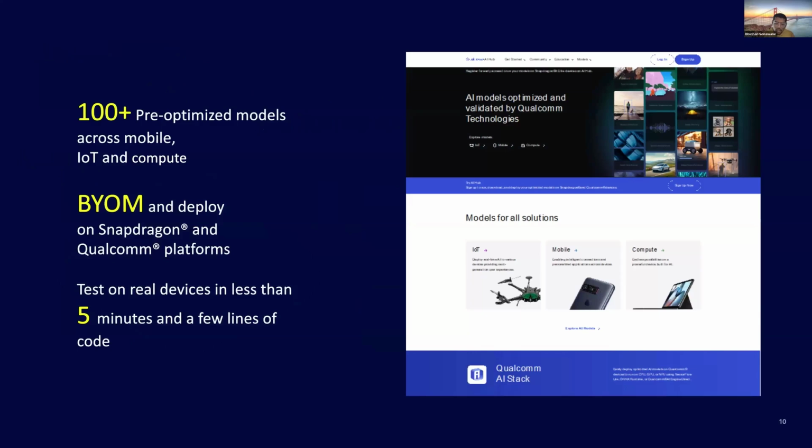So let's look into how model discovery can be solved. And that's where we have Qualcomm AI Hub Models. Qualcomm AI Hub Models has more than 100 pre-optimized models that you can use across mobile, IoT, and compute. And if your use case is not being solved with the current set of models, you can always bring your own model, and that's where our AI Hub platform comes into the picture, where you can bring your own model, compile, quantize, and deploy that model within 5 minutes.